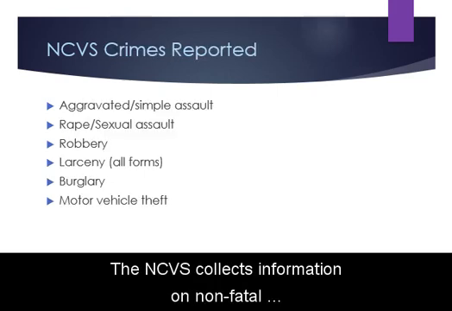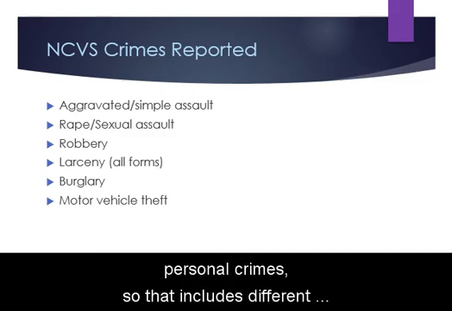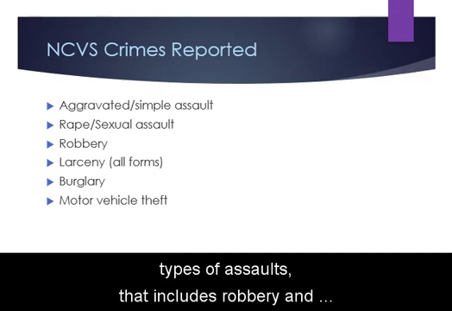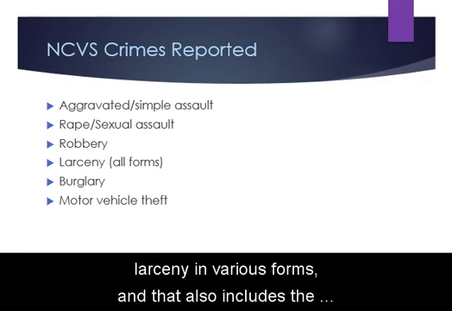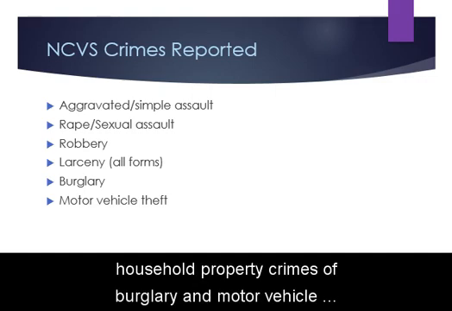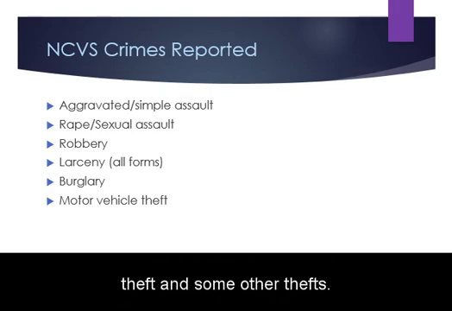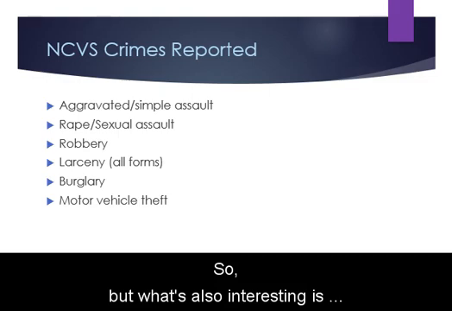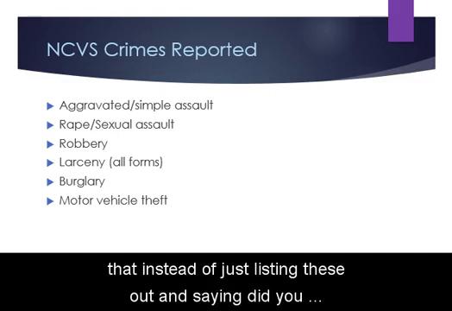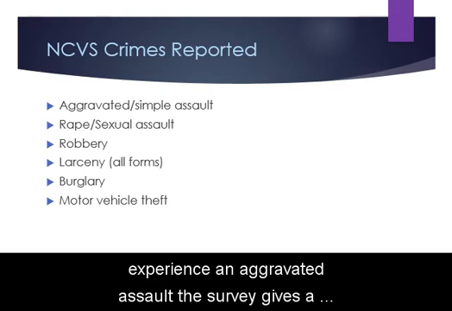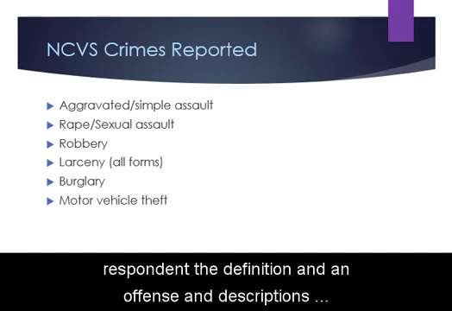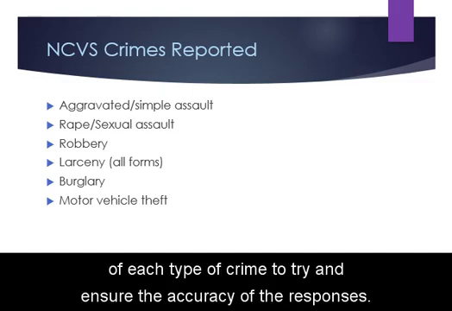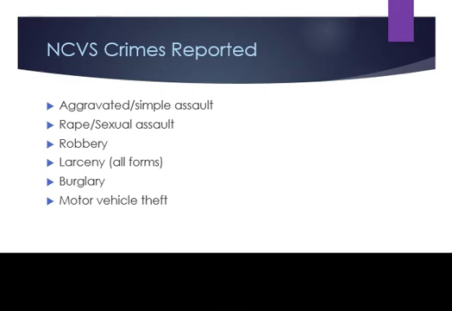So the NCVS collects information on non-fatal personal crimes. So that includes different types of assaults, that includes robbery and larceny in various forms, and that also includes the household property crimes of burglary and motor vehicle theft and some other thefts. But what's also interesting is that instead of just listing these out and saying, did you experience an aggravated assault, the survey gives a respondent the definition and then also descriptions of each type of crime to try and ensure the accuracy of the responses.